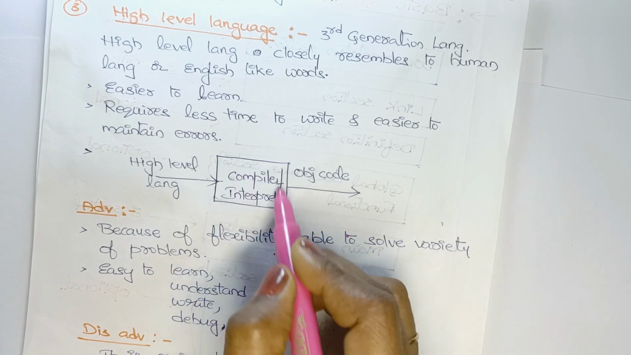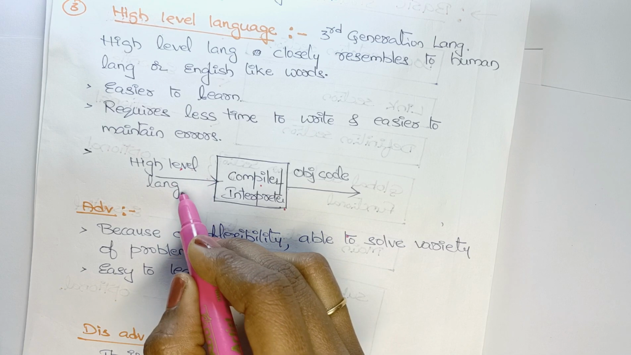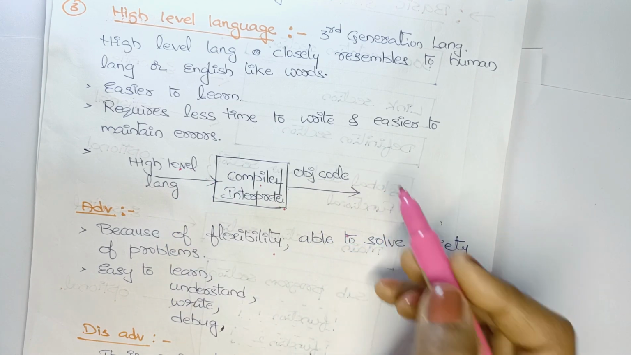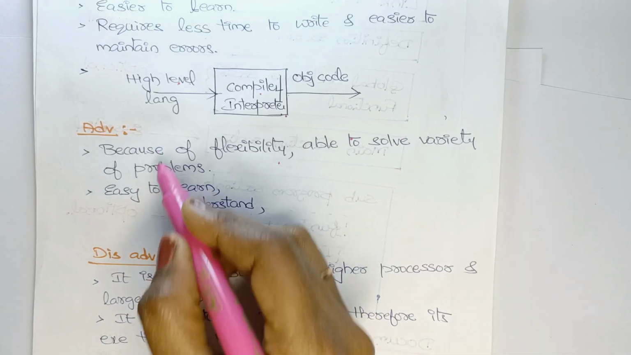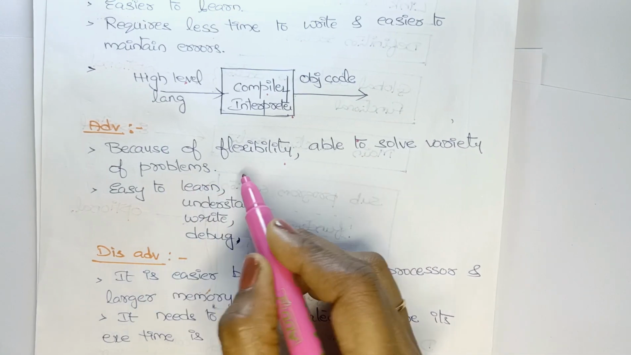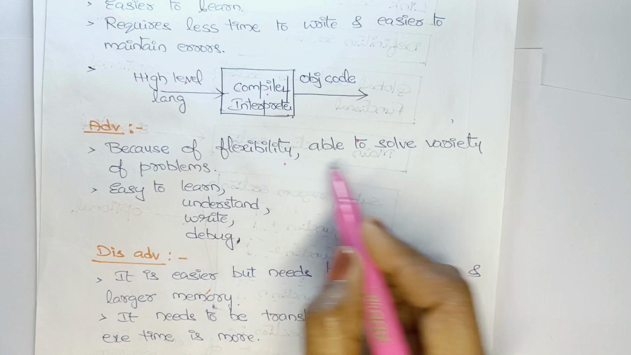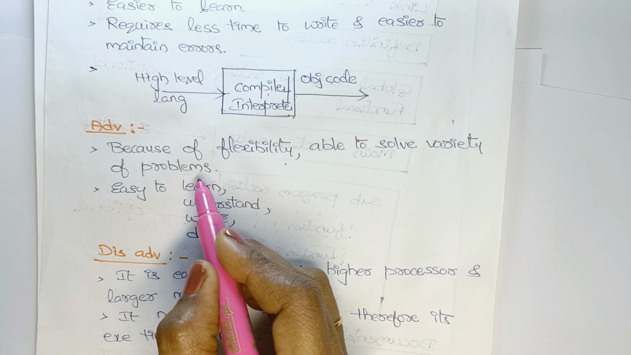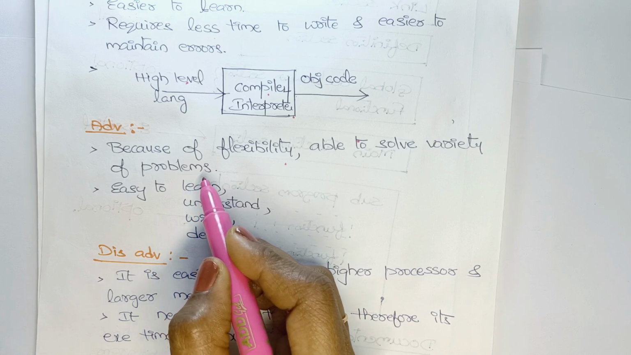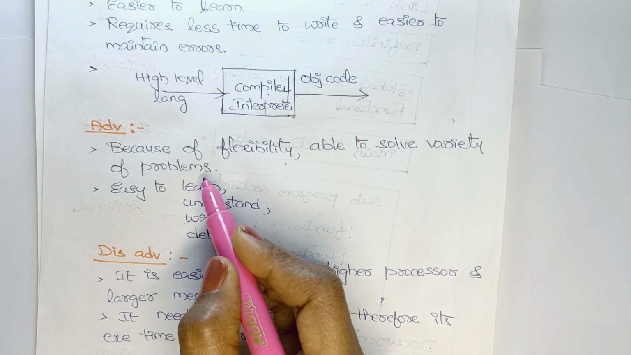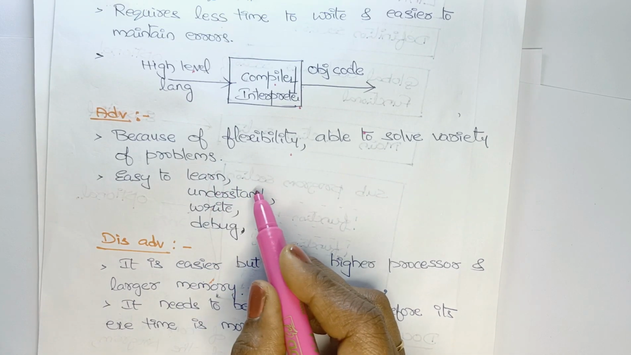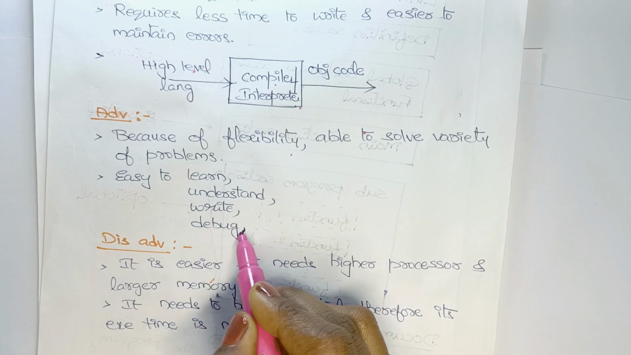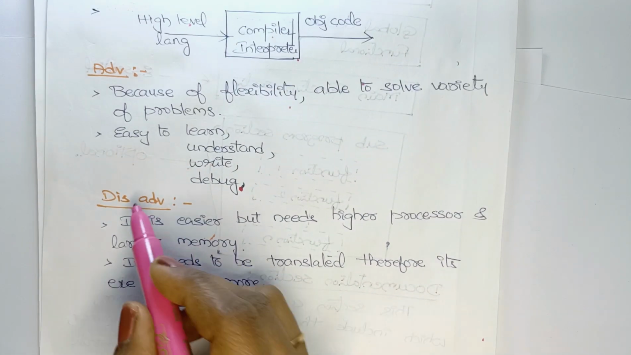This compiler will convert the high level language into the object code or machine code which can be understood by the computer. Now we will see the advantages of the high level language. Because of flexibility, it is able to solve a variety of problems. It is very flexible to write in high level languages and we can solve many problems using them. It is easy to learn, understand, write, and debug. Debug is nothing but checking the errors, and so on.